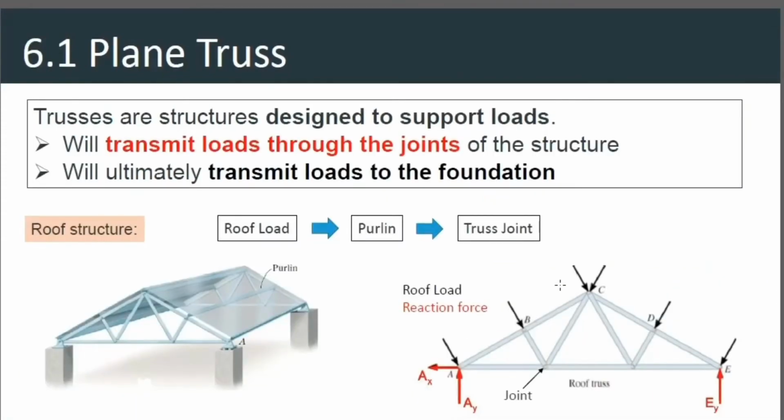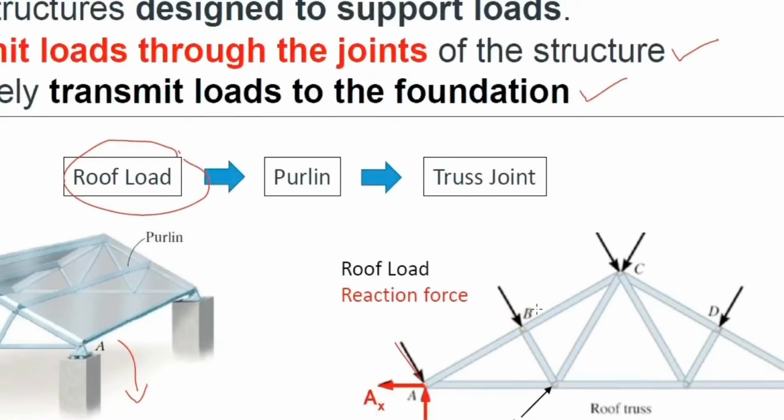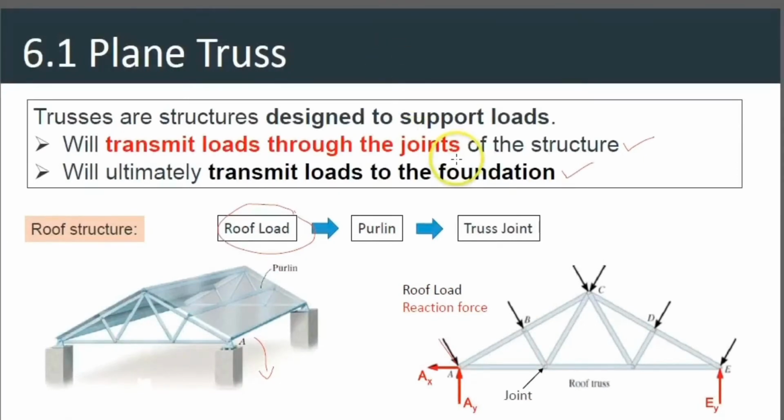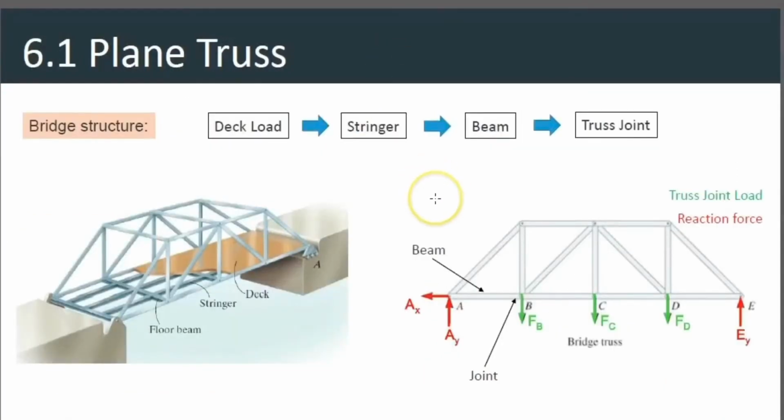Trusses are structures designed to support loads, which will transmit loads through the joints of the structure, and ultimately transmit loads to the foundation. So this is an example of a roof structure. There are so many examples, so we go first into the roof structure, which has the roof load, and then there are purlins, and then we have truss joints. So this is how it looks. I zoom in a little bit here. This is general knowledge of how we need to transfer the load.